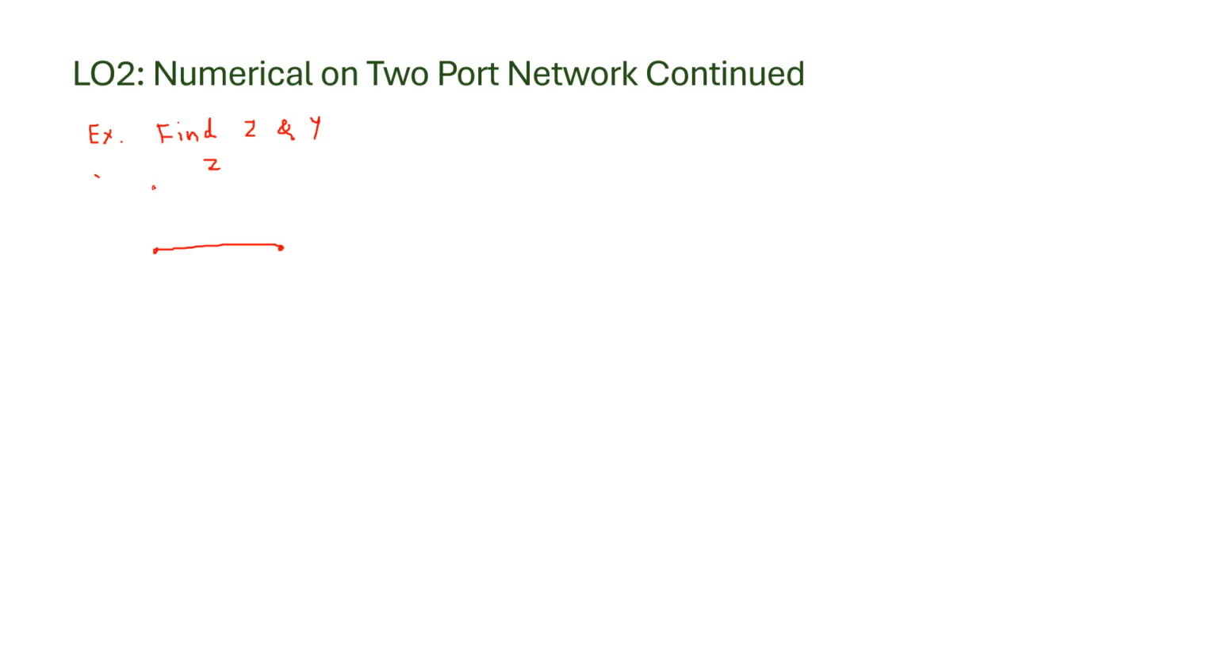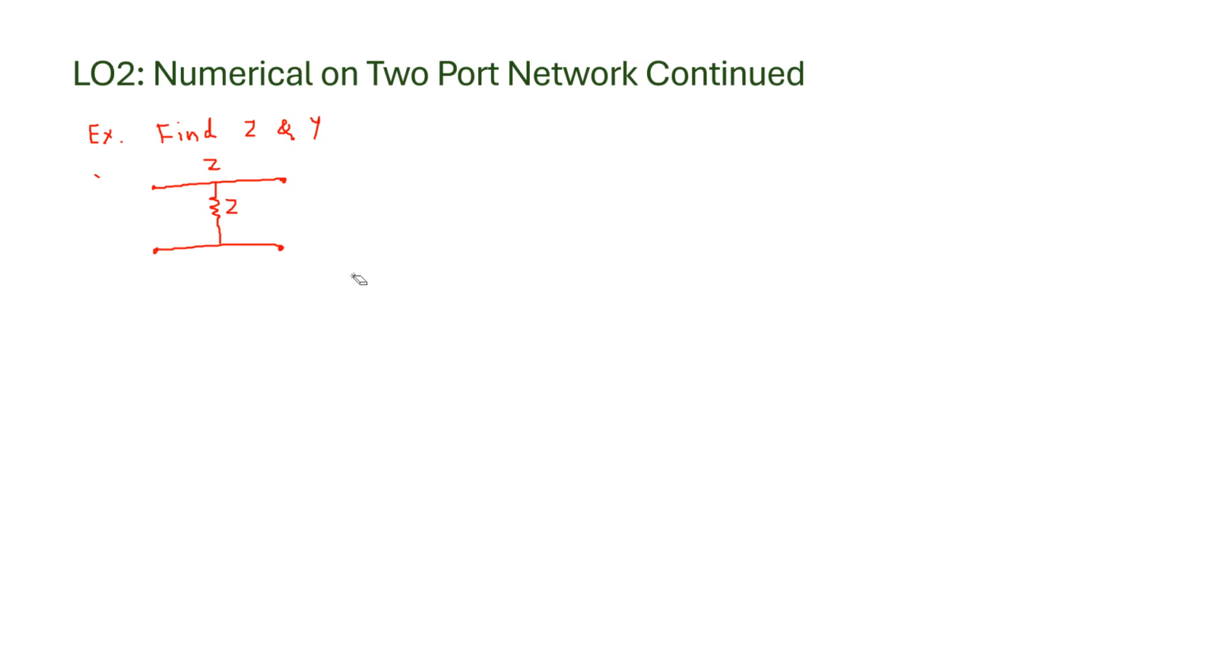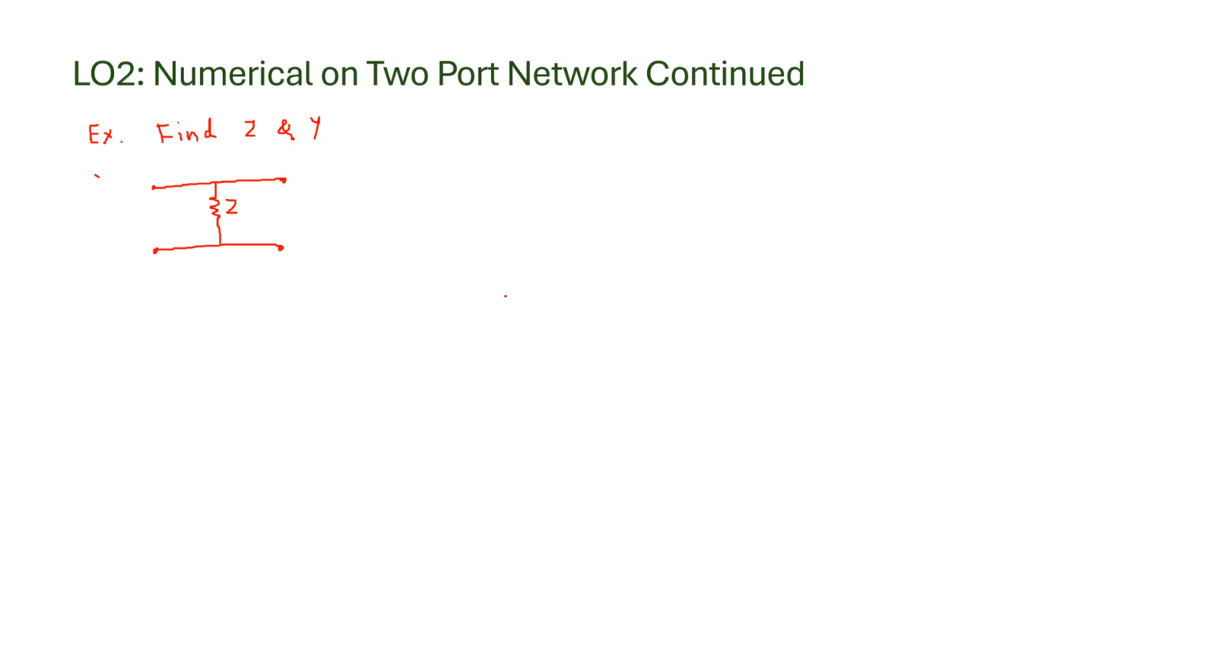So this is like this. I will take this resistor over here. This is Z. Okay, ZO. Now what I will do first, I will convert it into my reference network. So what is my reference network?